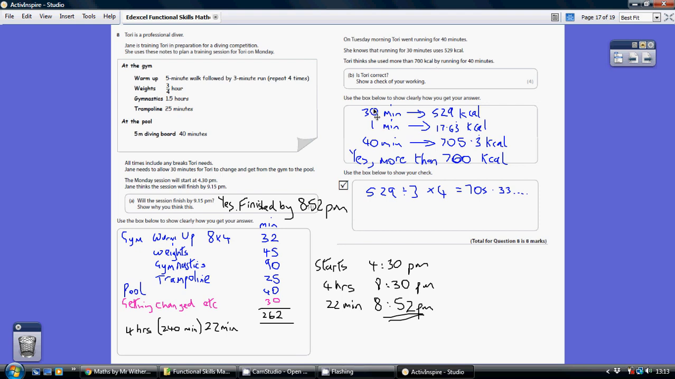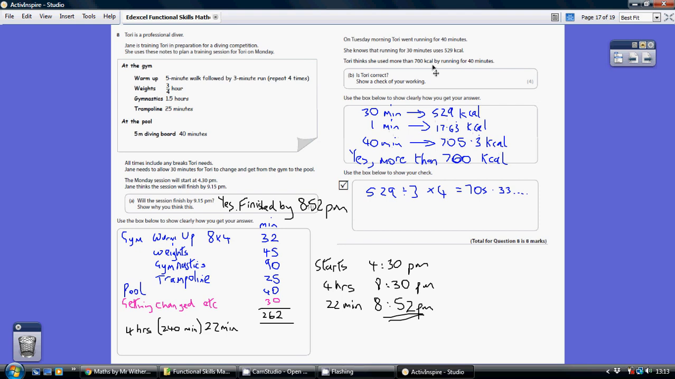So what I've done, if 30 minutes is 529 kilocalories, let's get back to 1 minute. If we divide by 30, we see how many kilocalories we burn off every minute. So I've done 529 divided by 30 to give me that number of kilocalories. I'm then scaling up again. How do I get from 1 minute to 40 minutes? I multiply by 40. So I've done 40 lots of this to give me 705.3 recurring kilocalories.